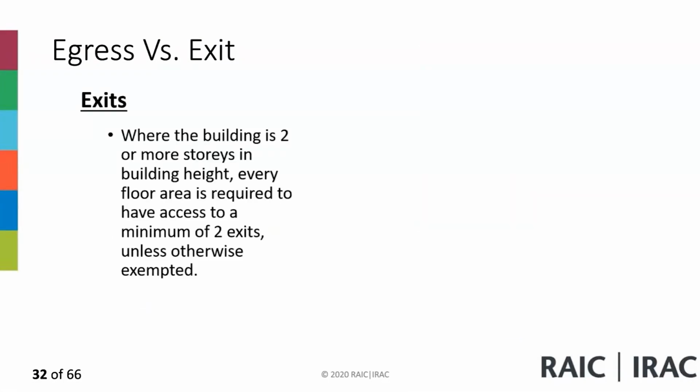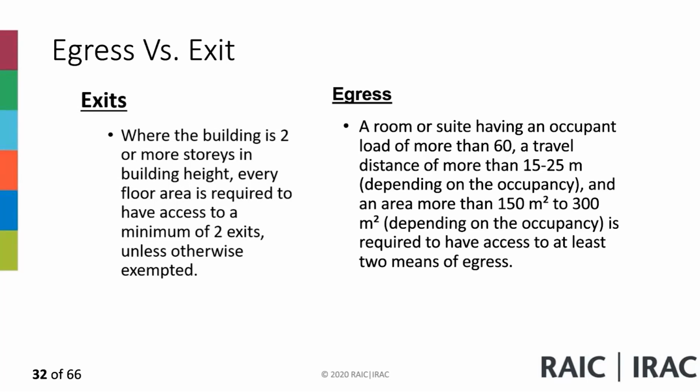Where the building is 2 or more storeys in building height, every floor area is required to have access to a minimum of 2 exits unless otherwise exempted. So now we are in 3.4. In 3.3, a room or a suite having an occupant load of more than 60, or a travel distance, depending on the type of occupancy, of more than 15 or 25 meters, and an area of more than 150 to 300 square meters, is required to have access to at least 2 means of egress. So what this is telling you is you have to take a look at 3.3 and 3.4.